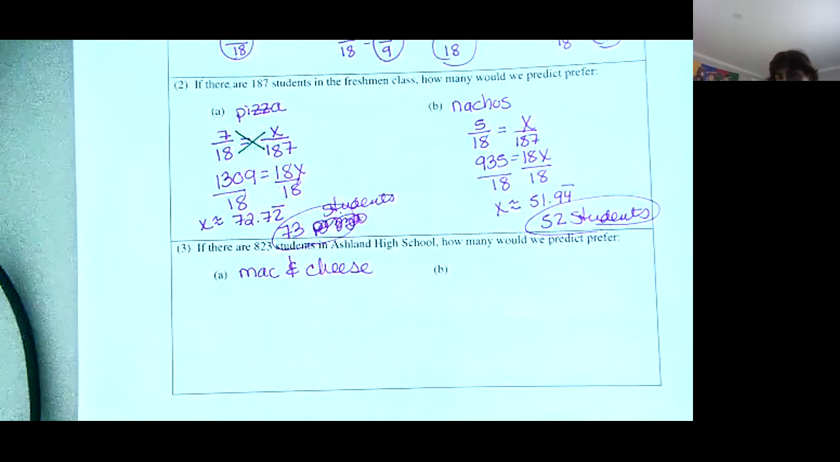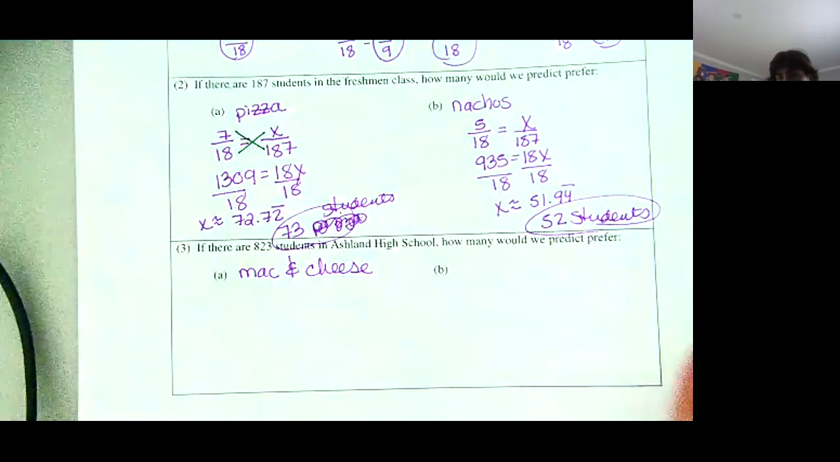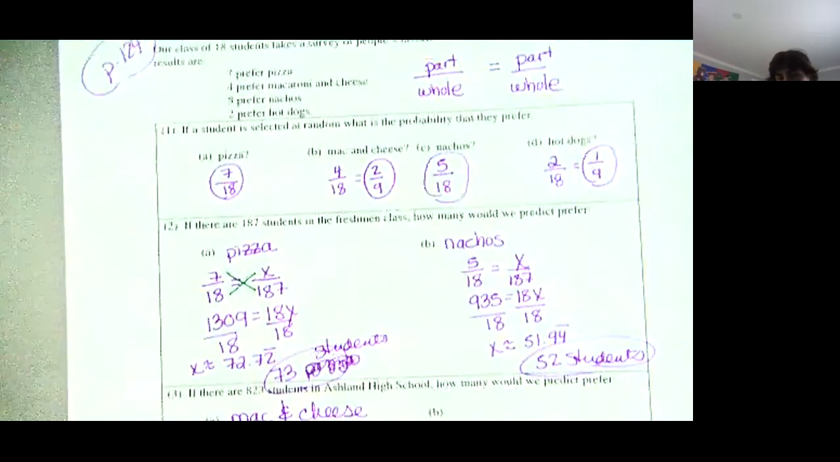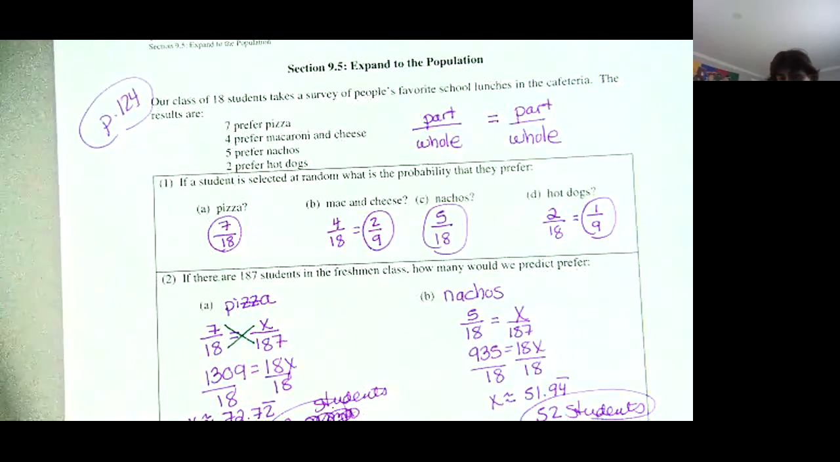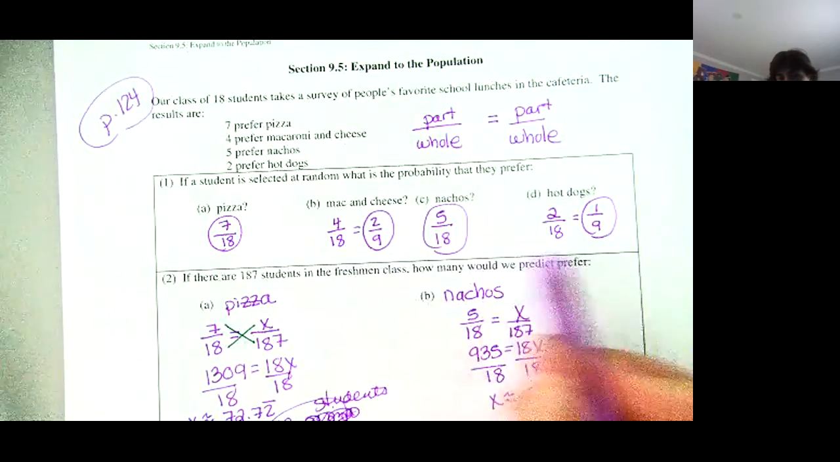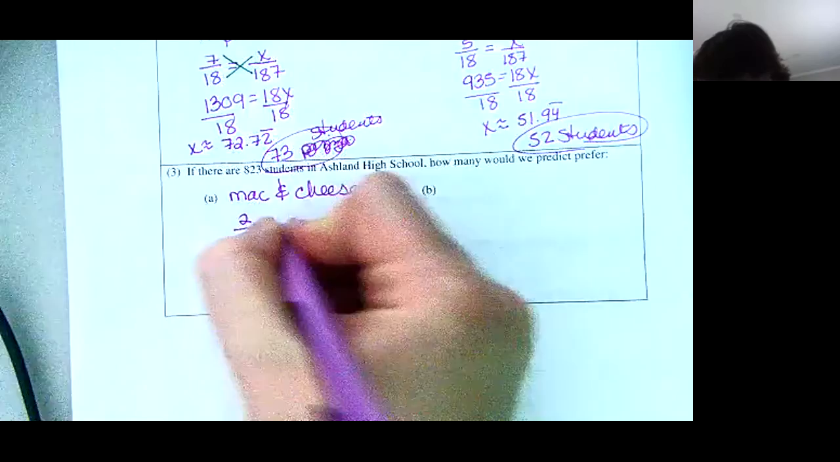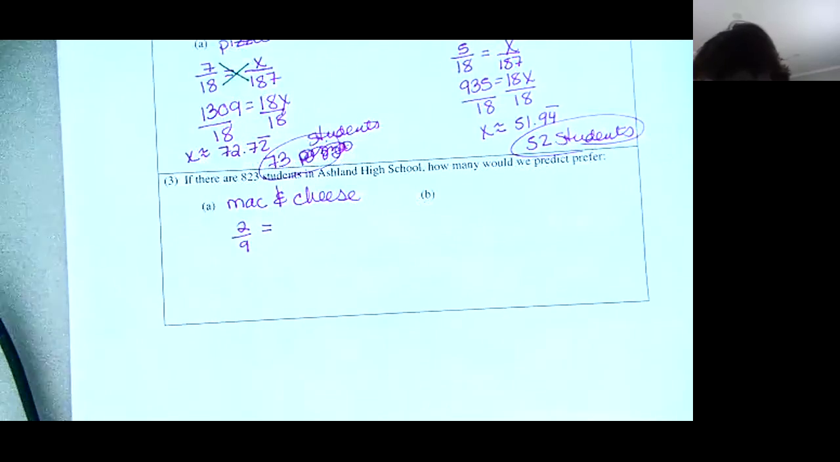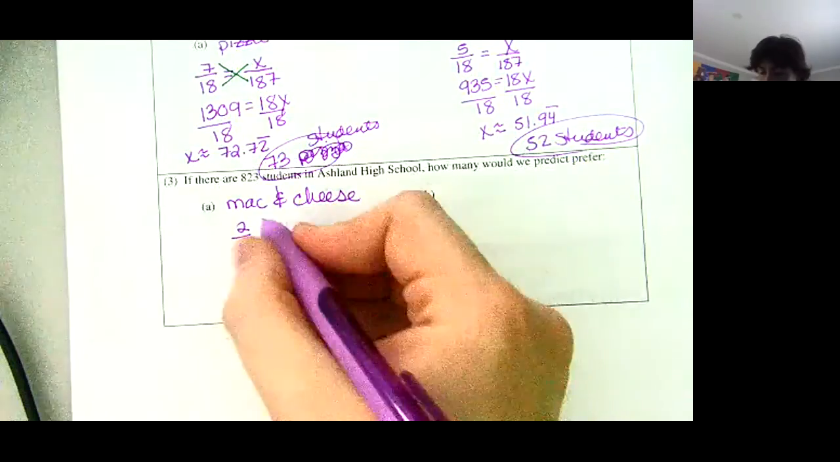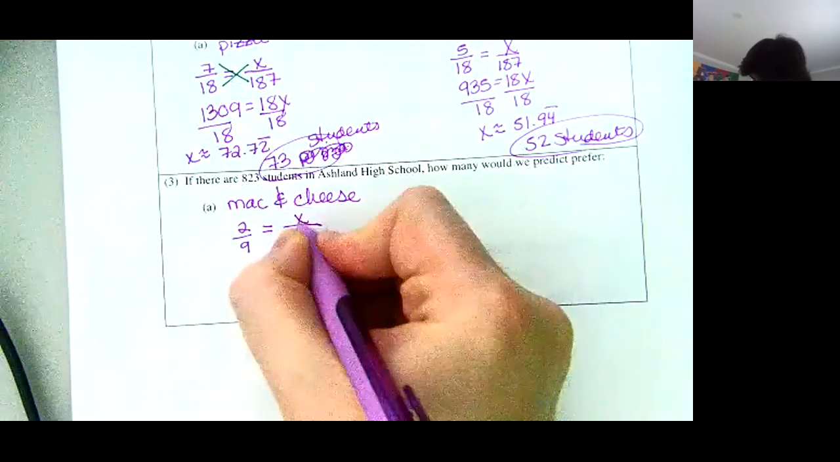What's the probability they prefer macaroni and cheese? What was that? 2/9. That's why I had to do this problem first, so we'd have all that stuff set up. 2/9, and I'm now gonna set up a fraction. 823 students, would I call that part or whole? Whole, I think that's the whole school. I want to know the part of the school that prefers macaroni and cheese.